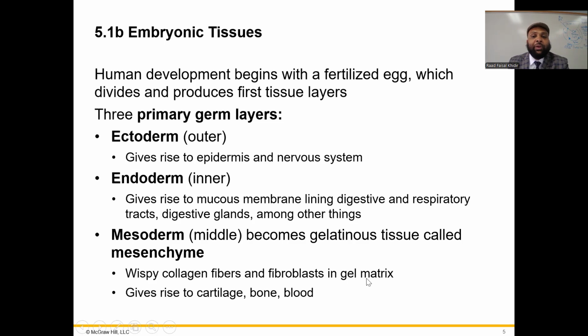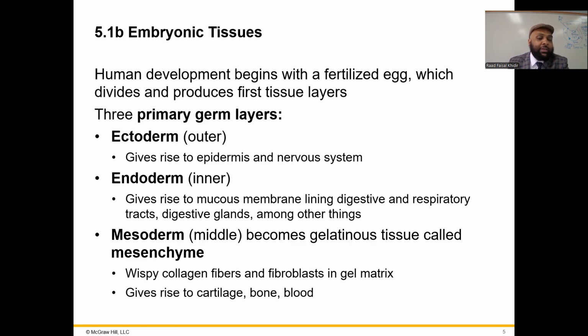The human development begins with a fertilized egg, an ovum that united with a sperm, which divides and produces first tissue layers. So the three primary germ layers are the ectoderm. This is the very outside, and that gives rise to the epidermis and your nervous system. So a question on the exam would be, to which of the primary germ layers does the epidermis and the nervous system belong to? And the good answer to that would be the ectoderm.